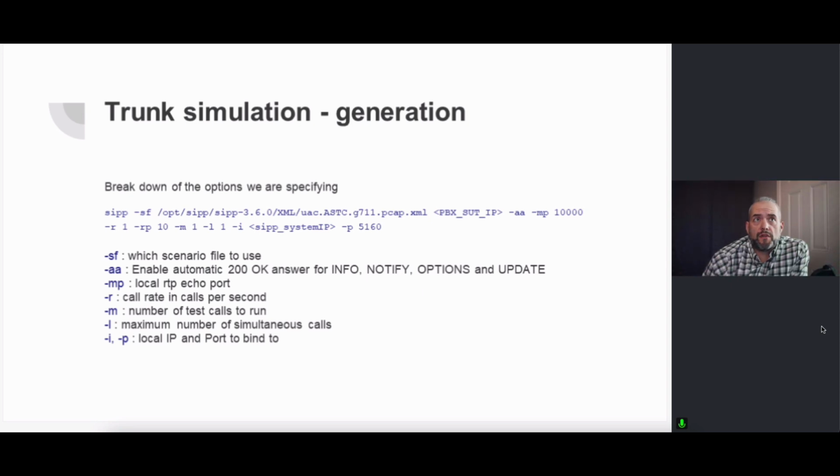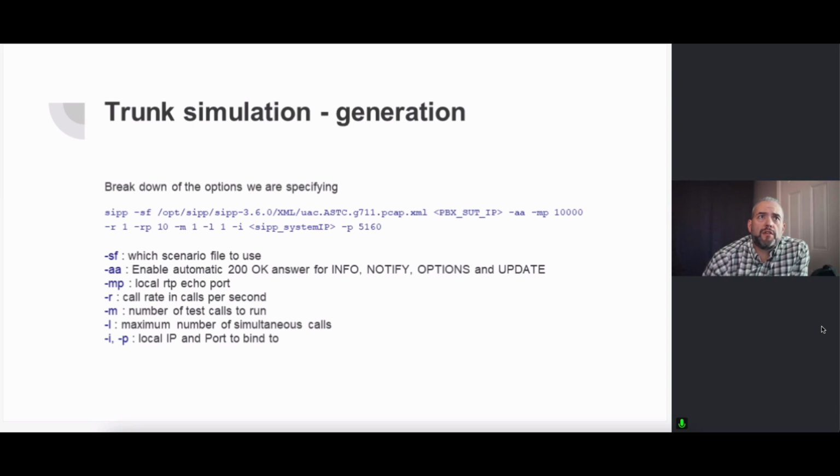-MP specifies our local RTP echo port. We'll get into that a little bit more later. -R, rate calls per second. M, number of test calls to run. Then our L's are limit or maximum number of simultaneous calls, and then our IMP for local IP import.